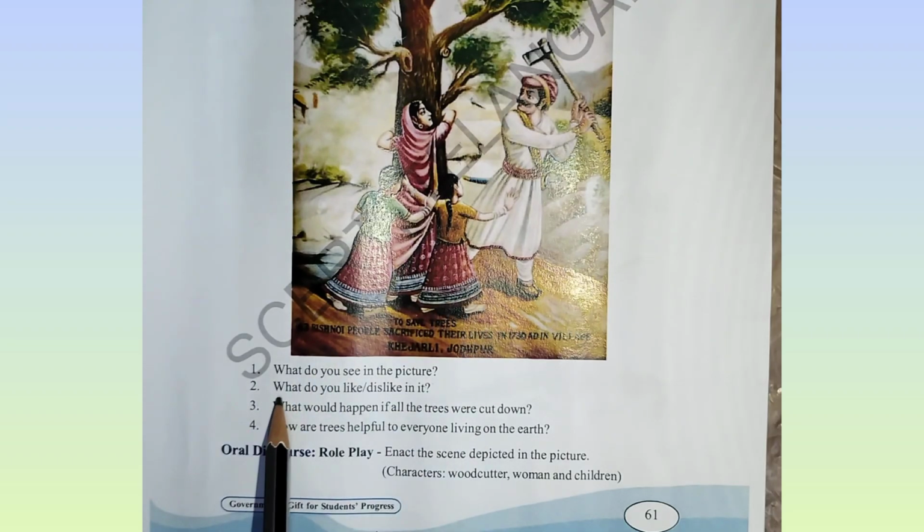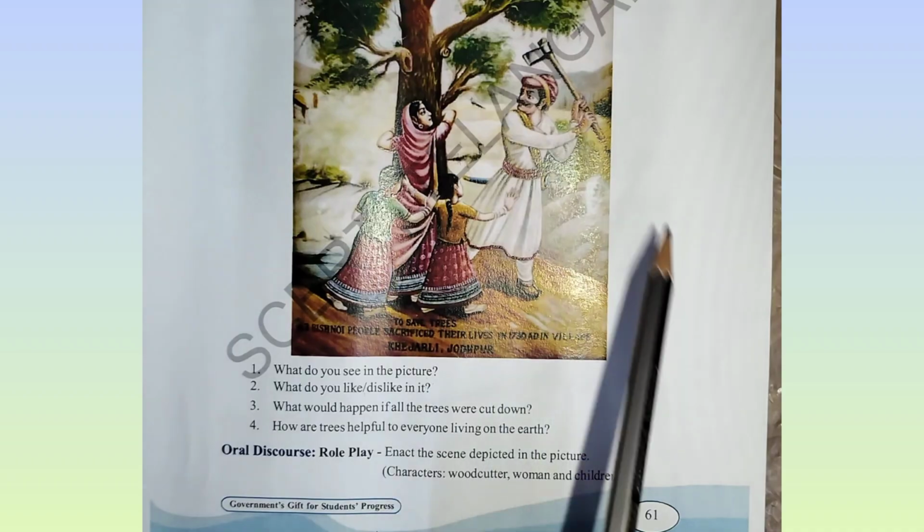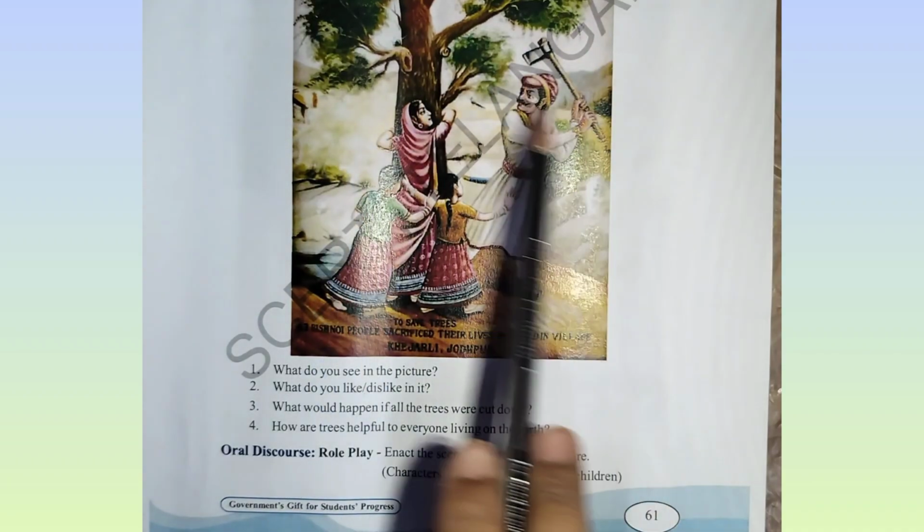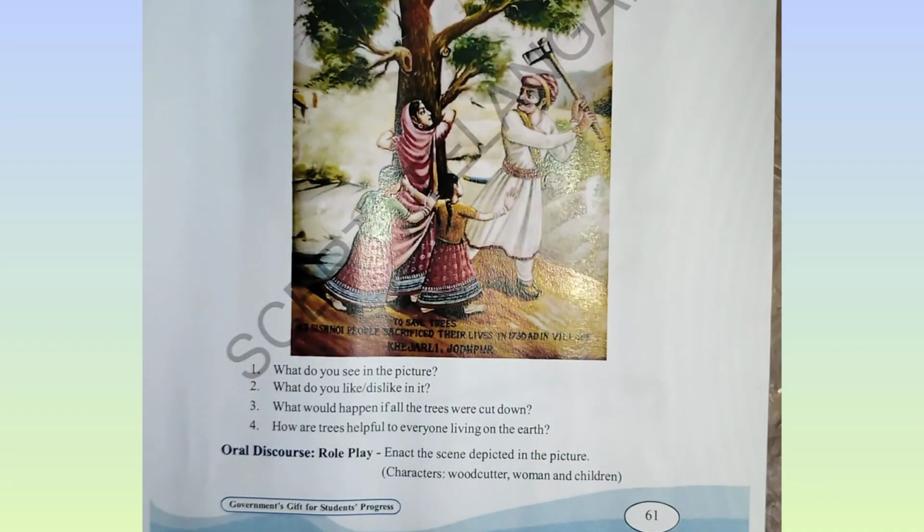Okay, second question: what do you like and dislike in this picture? Planting a tree is a like, and what is a dislike? Cutting of the trees. Cutting of the trees is a dislike and planting a tree is a like.